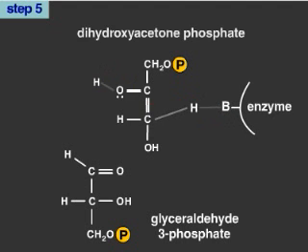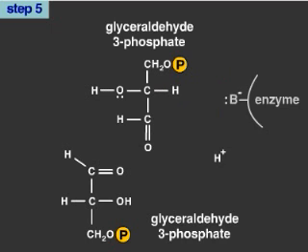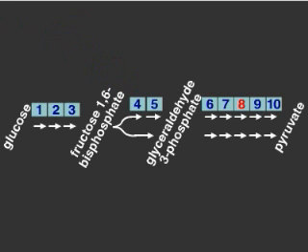In step 5 of glycolysis, the enzyme triose phosphate isomerase catalyzes the isomerization of dihydroxyacetone phosphate into glyceraldehyde 3-phosphate. The catalytic mechanism of this enzyme is very similar to that of phosphoglucose isomerase back in step 2. The result is 2 molecules of glyceraldehyde 3-phosphate. All of the subsequent steps of glycolysis will occur twice, once for each molecule of glyceraldehyde 3-phosphate. These are the energy generation steps of glycolysis.